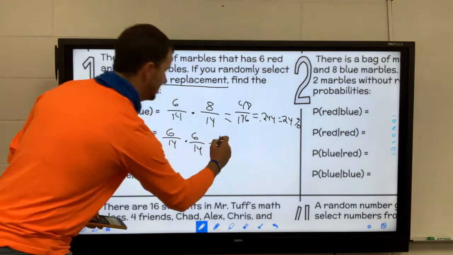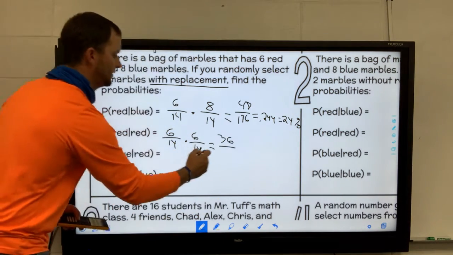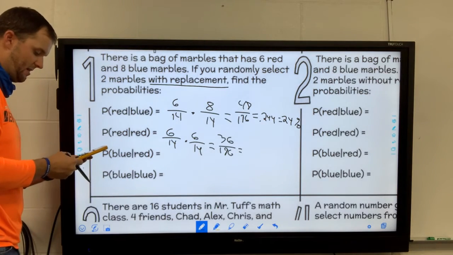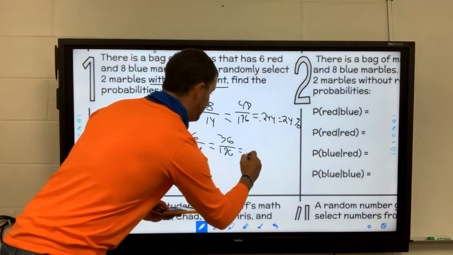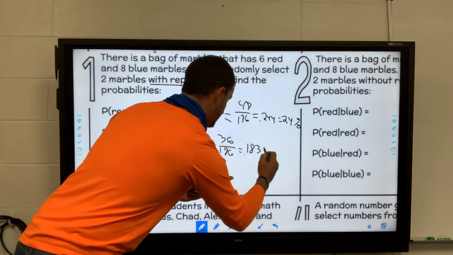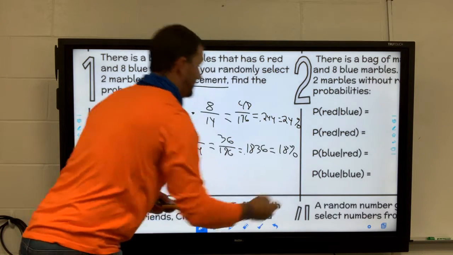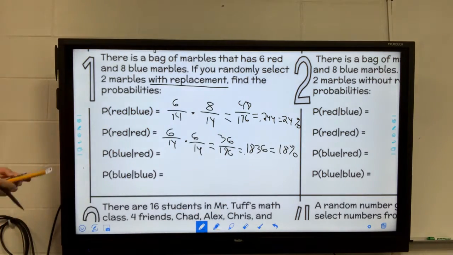So 6 times 6 is 36. 14 times 14 is 196. 36 divided by 196 is going to give me 0.1836, which is going to turn out to be about an 18% chance of this happening, okay?